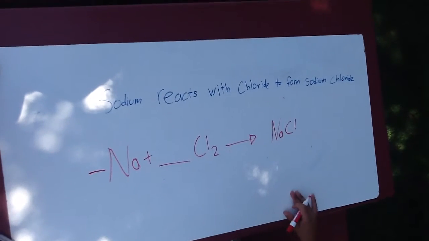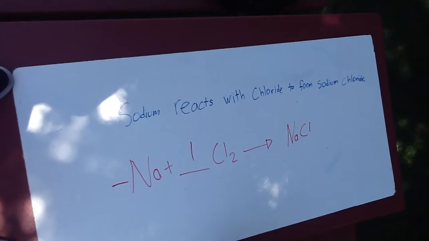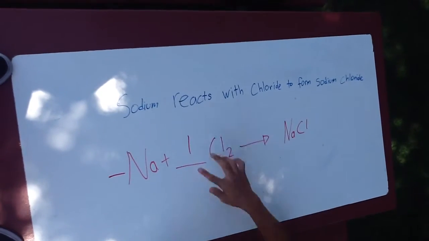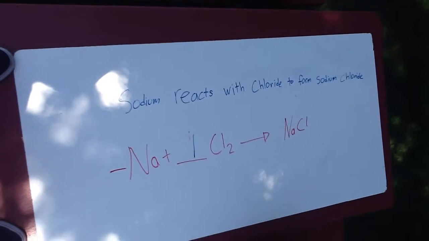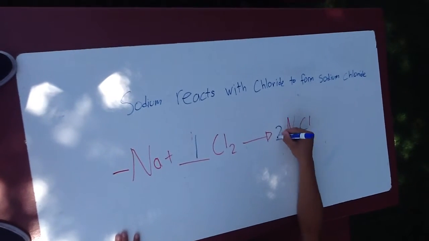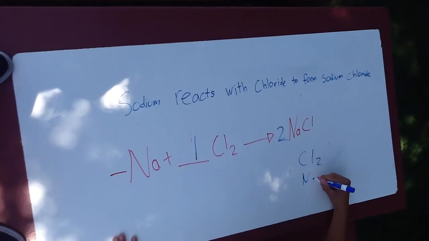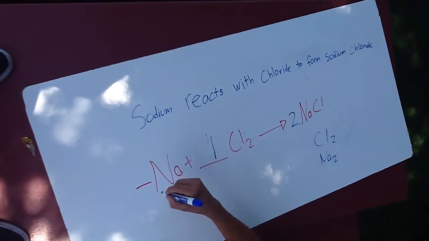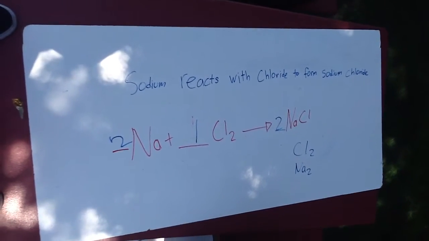Now let's start balancing it. We'll put a 1 right here next to the chloride to balance it out. Let's put a 2 because you have CL2 and now you have Na2. Let's put a 2 to balance it out, and it's balanced out.